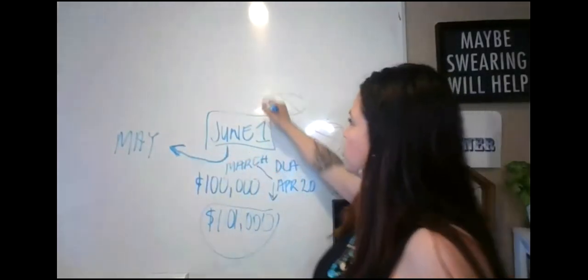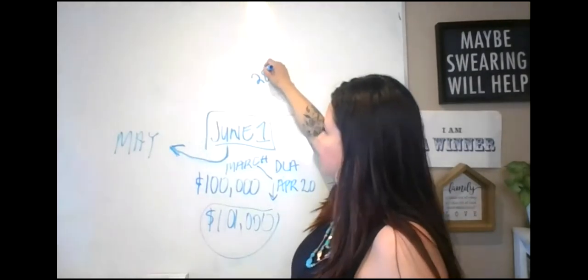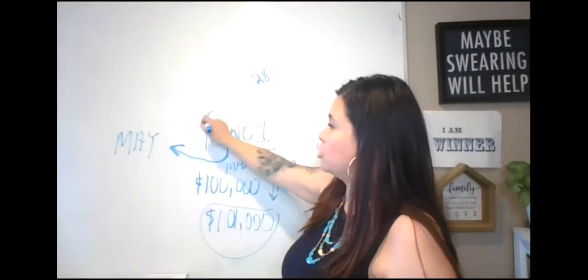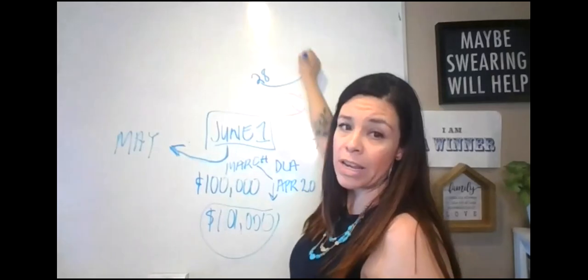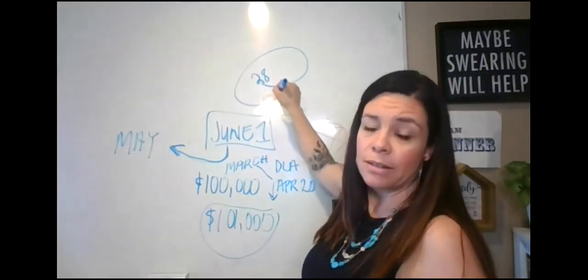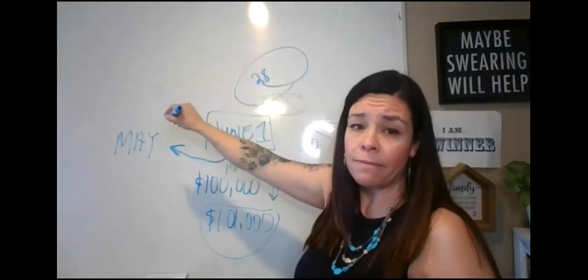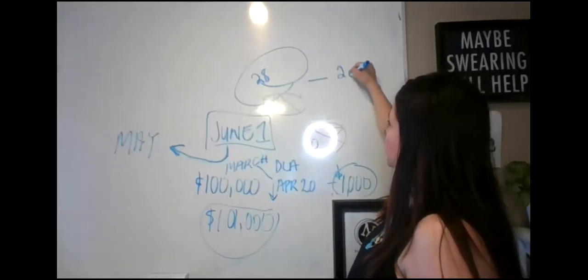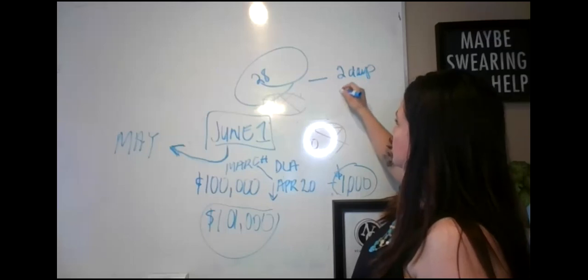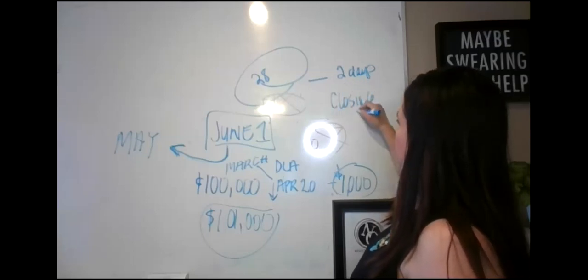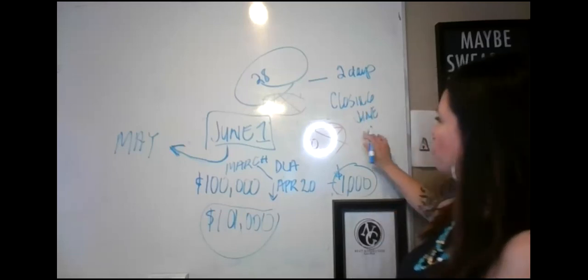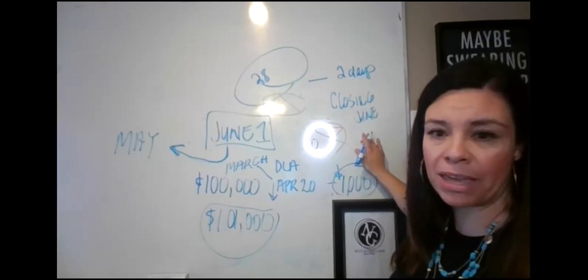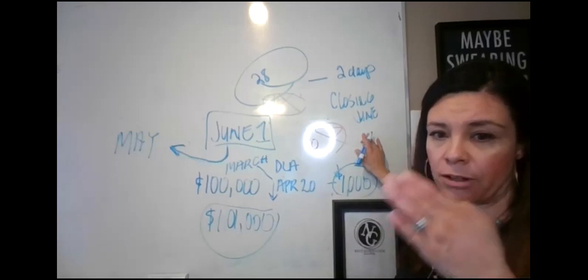So if I close June 28th and the June payment wasn't made, I need 28 days of interest for the payoff. And at closing, I need 2 days of interest because we're closing in June. This is why people don't have a payment the very next month after they close a loan.